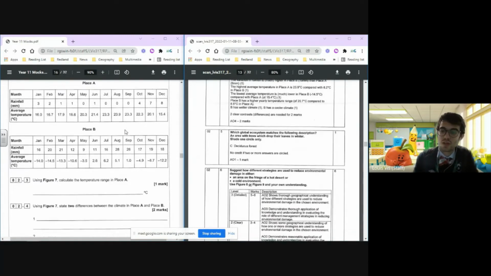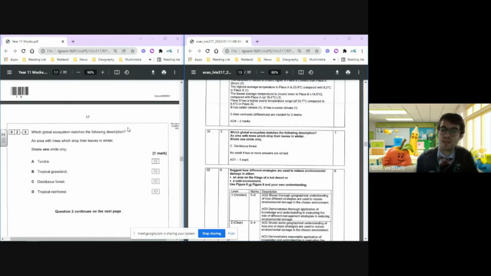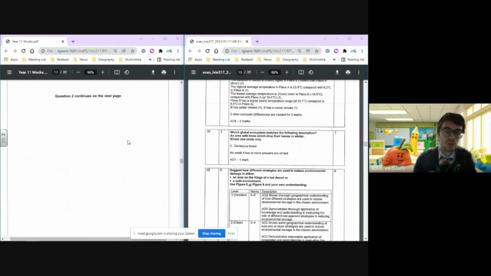So next one there, which global ecosystem matches the following description? It's an area of trees that drop their leaves. Deciduous trees and forests lose their leaves. Tundra is in the Arctic area. Tropical grassland was in the tropics and is grass. And tropical rainforest is a completely different biome in its own right. There's no winter per se in the tropical rainforest, whilst in tundras there's pretty much only a winter. So yeah, deciduous forest C was the correct answer there.